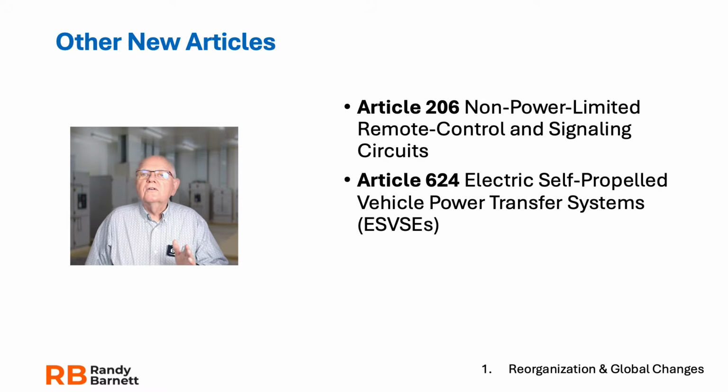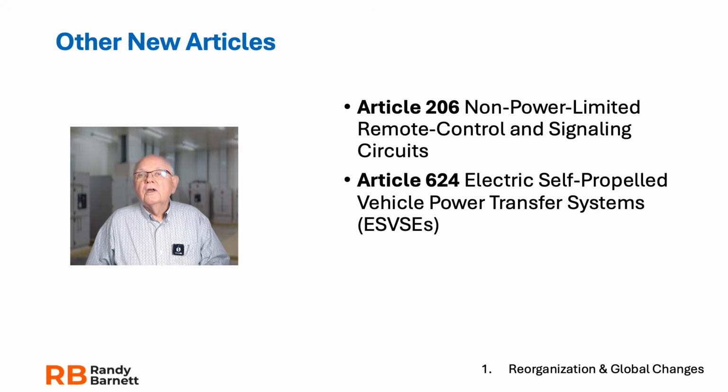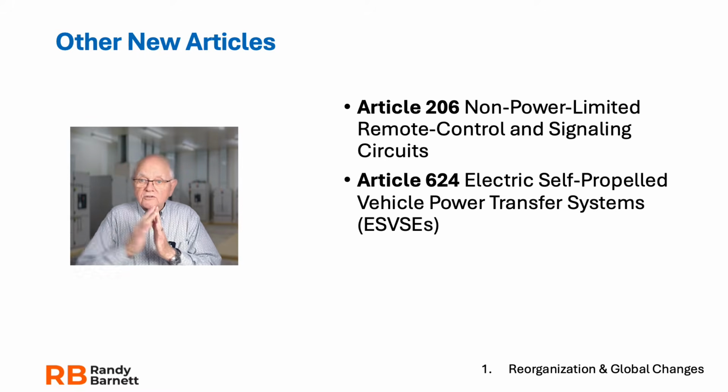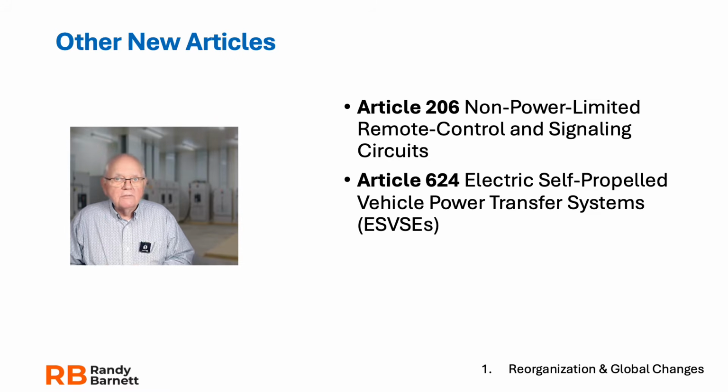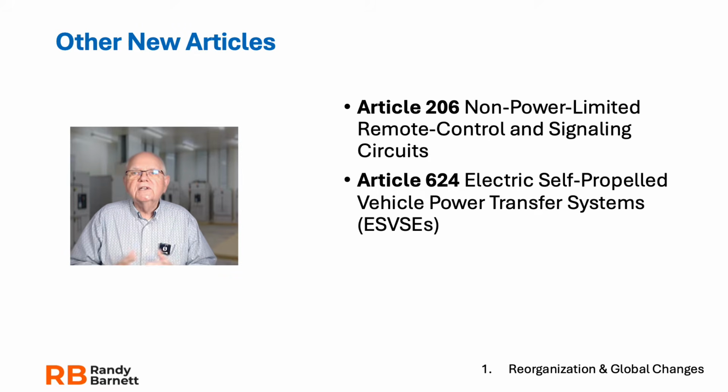Some other new articles, I mentioned this a little bit earlier. Article 206, non-power limited remote control and signaling circuits. What's that talking about? That's talking about my motor control circuits, a lot of my motor control circuits. They're non-power limited. So now I push the push button. Maybe I'm applying 120 volts to a 480 volt motor starter. When the contacts in the motor starter close, that supplies 480 volts to the motor, and the motor runs. At the same time, some lights come on in different locations to let people know that motor's running. So that's the signaling portion of my circuit.